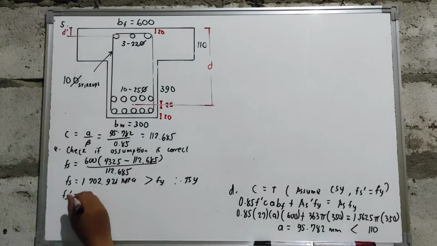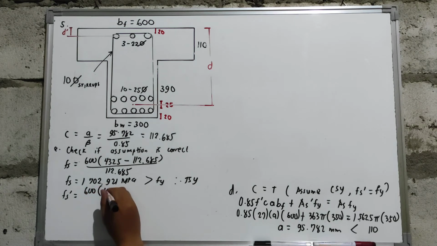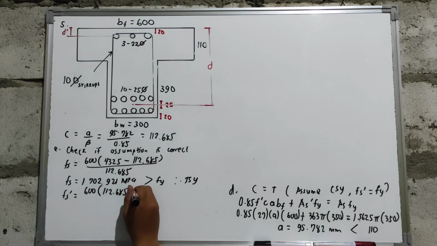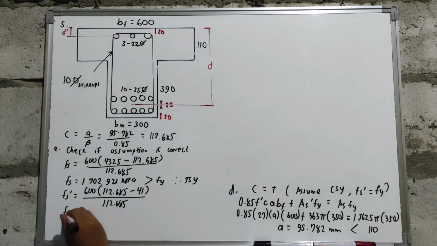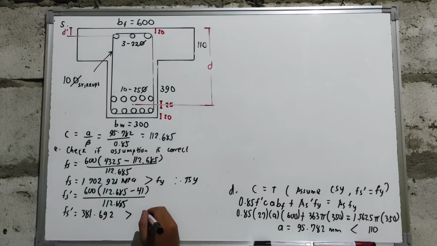Next, let us calculate the value of your Fs'. That is 600 multiplied by C minus our d', which is equal to 41 mm, over our C. So you will have a value of your Fs' equal to 381.692 megapascal. So our Fs' is greater than the value of your Fy. What is the value of your Fy? That is 350 megapascal. Therefore, compression steel will still yield.